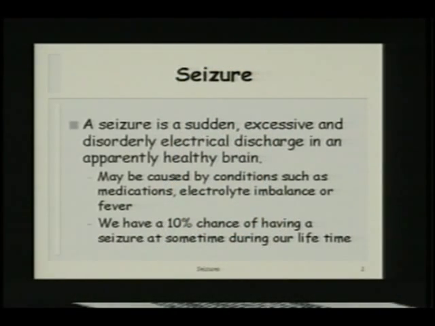The definition of a seizure is a sudden, excessive, disorderly electrical discharge in an apparently healthy brain. There's a variety of causes, medications, electrolyte imbalances. In small children, infants, it's frequently fever. Any one of us has a 10% chance of having a seizure at some time in our life.